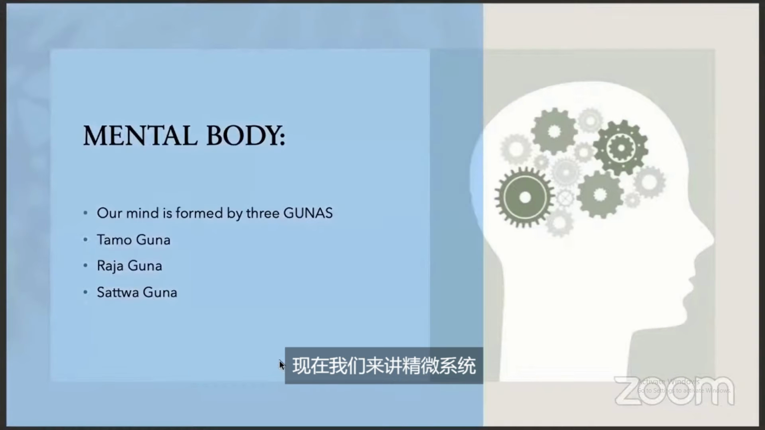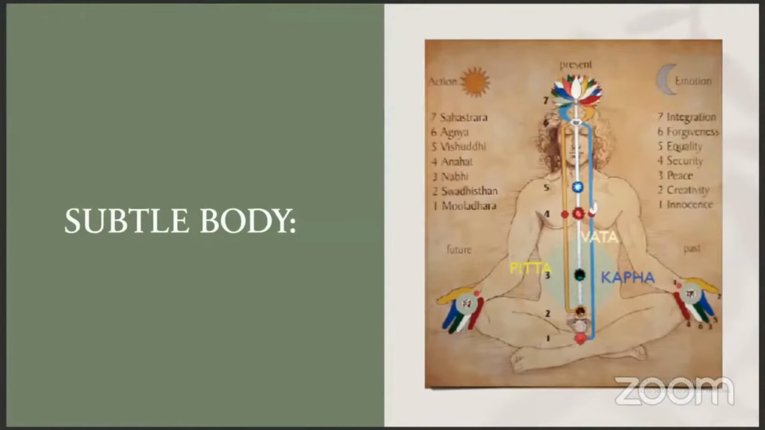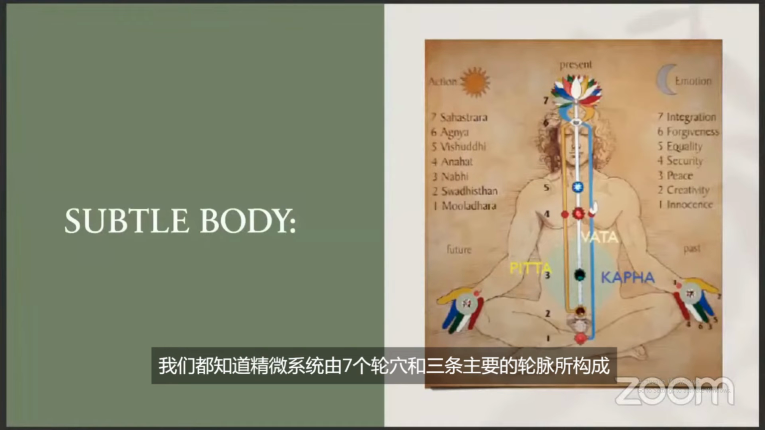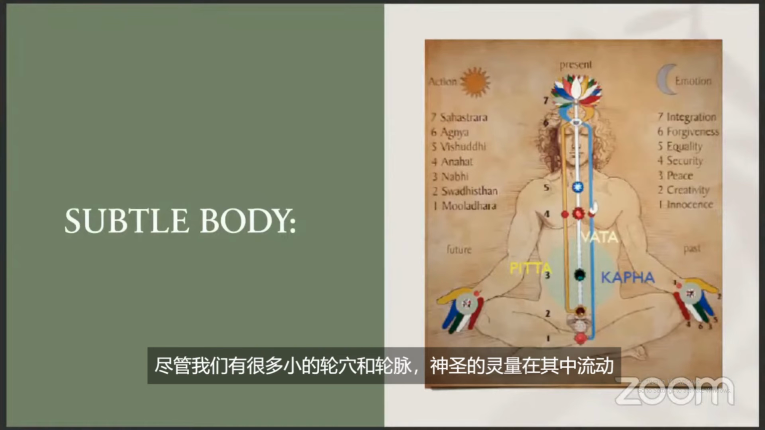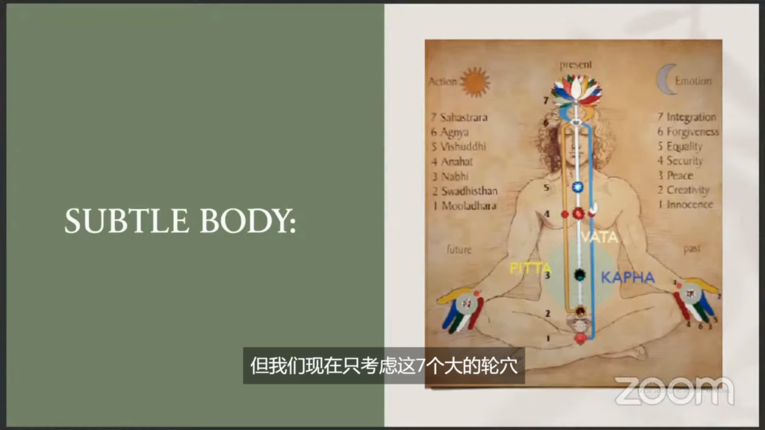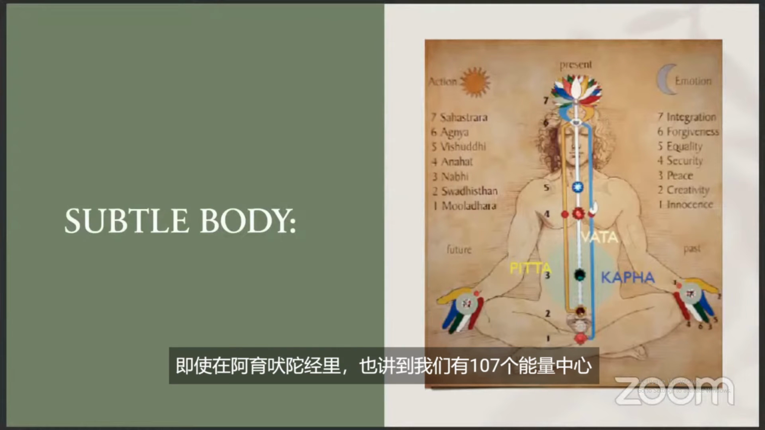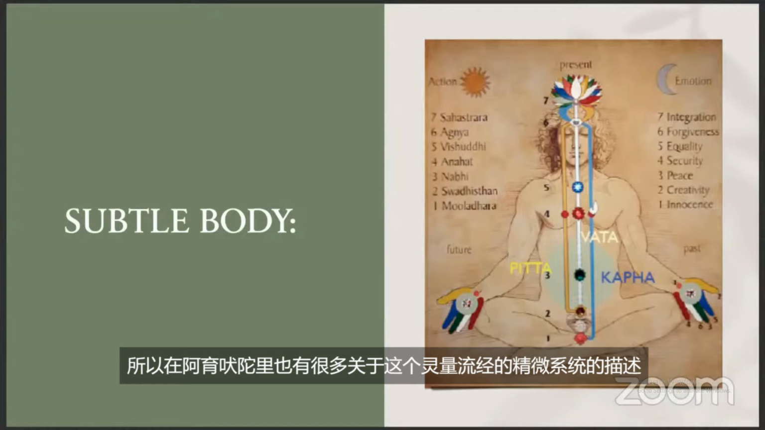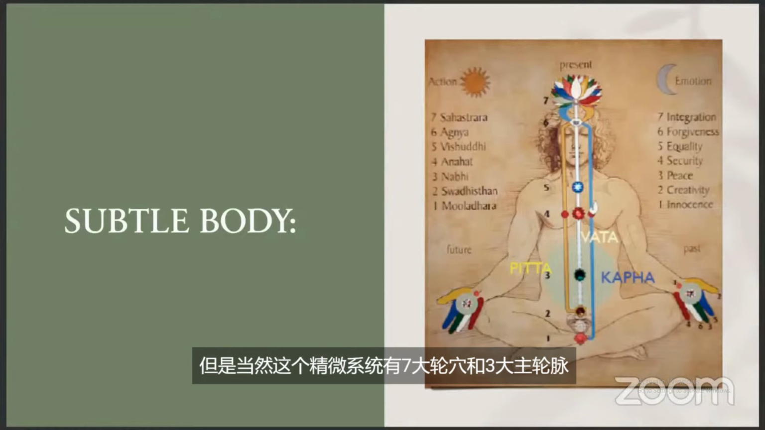Then we move to the subtle body. We all know that it is made up of 7 chakras and 3 main channels, though there are many sub chakras and many nadis through which the divine energy flows. But we are considering right now 7 chakras. Even in Ayurveda, there are 107 marmas, the energy points. There is a lot of description of the subtle system in Ayurveda, through which this energy flows. But of course, there are 7 chakras and 3 main channels, and they are also made up of 5 elements.